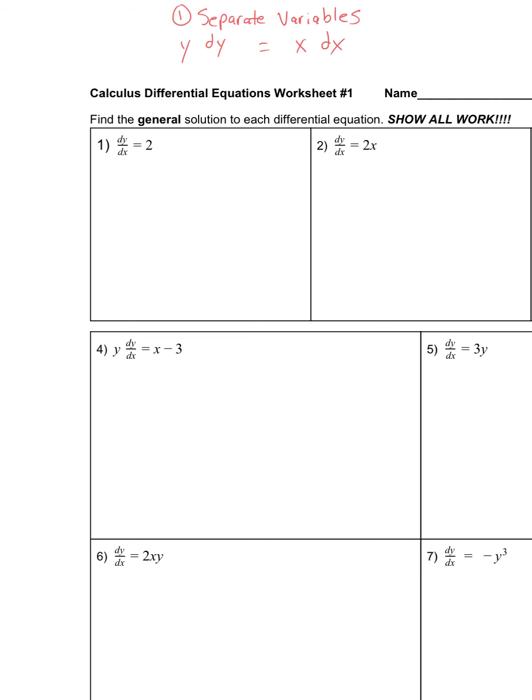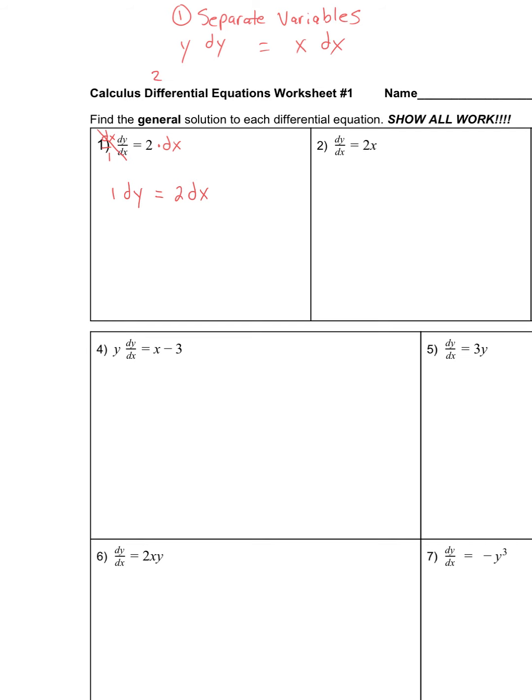So for number 1, there's a dx on the left-hand side. This dx needs to move over here. It's in the denominator, so we simply multiply both sides by dx. So I'm going to put dx over 1 here, and I'm going to put times dx on the right. Now, on the left, these cancel out. I have 1 dy. There's a 1 there, even though it's not written. And on the right, I have 2 dx. So that's my first step.